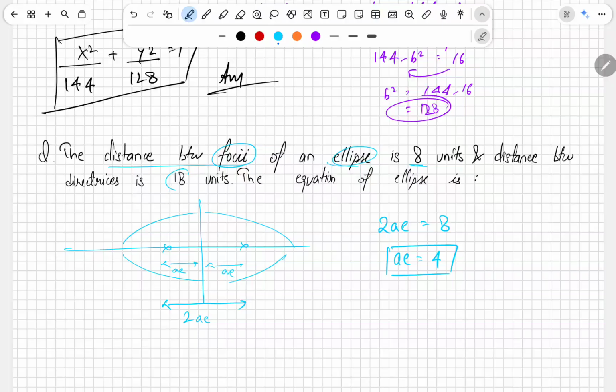This is the first condition. And distance between directrices is 18. Oh, this is a new concept. These are the two directrices. Directrix is at a distance of A by E. So I can say this distance is A upon E.